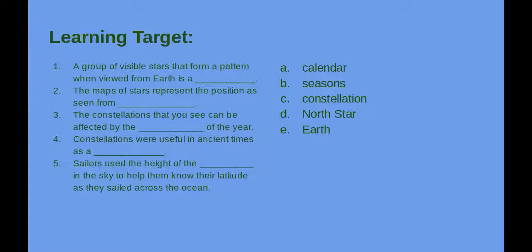Number 4, constellations were useful in ancient times as a calendar. Number 5, sailors used the height of the blank in the sky to help them know their latitude as they sailed across the ocean. The correct answer is D, the North Star.